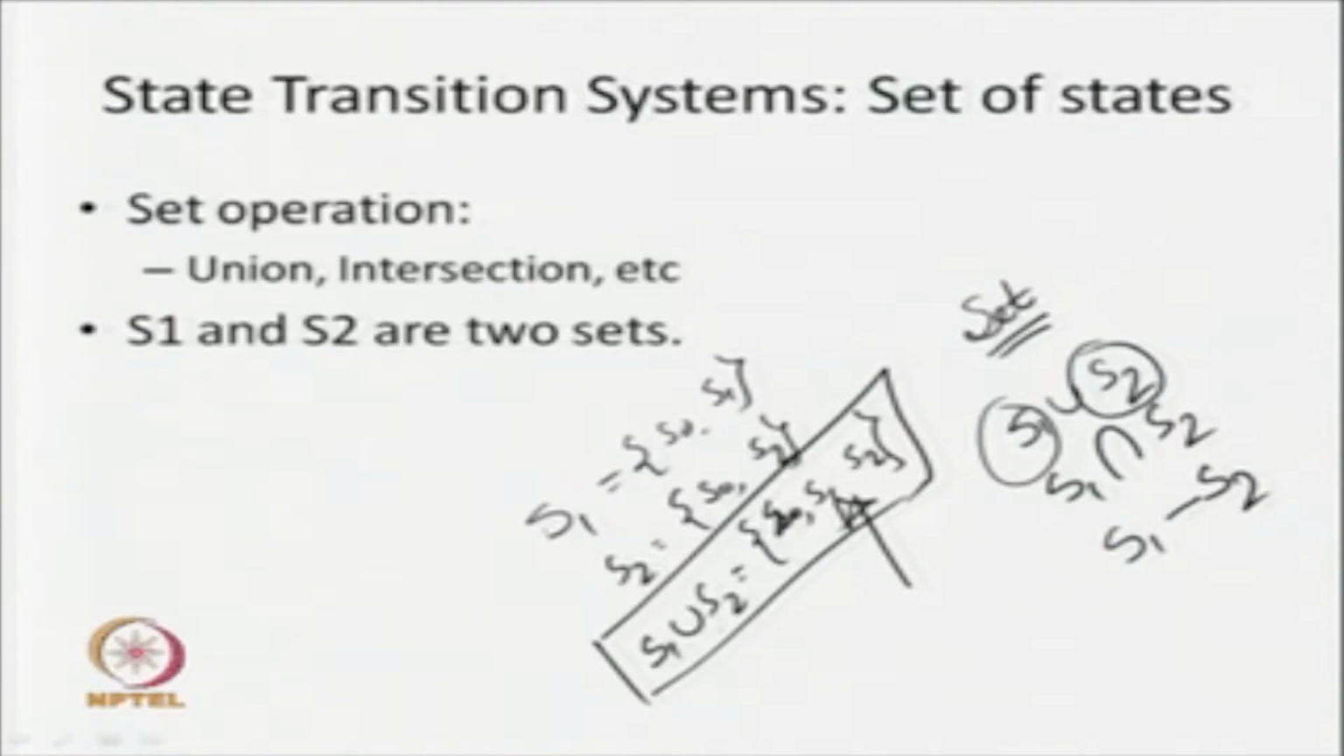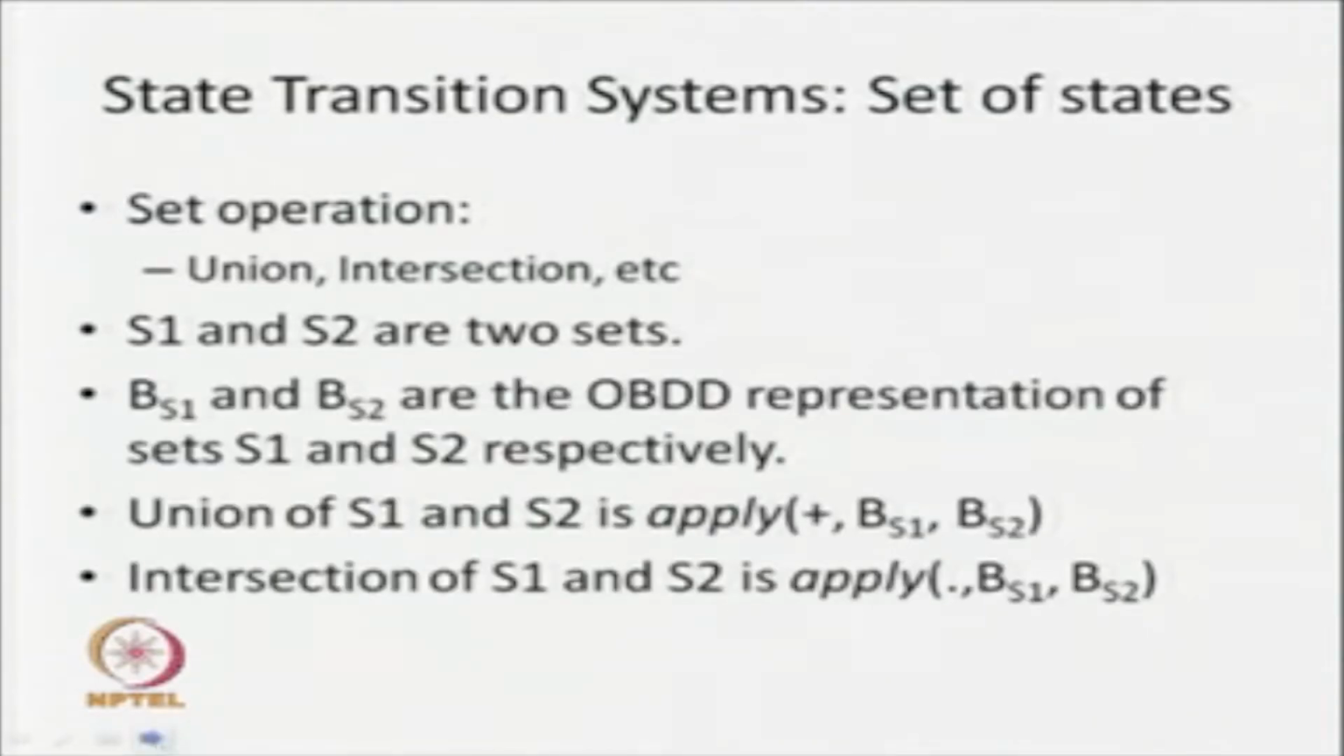But if I already have the ROBDDs for these two sets, can I use some algorithm or operation so that I can directly get S 1 union S 2? It is possible. So, how are we going to do it? Say S 1 and S 2 are two sets. We say that B S 1 and B S 2 are the ROBDD representations of sets S 1 and S 2 respectively. Now, if we take the union of S 1 and S 2, we can construct it with the help of this operation.